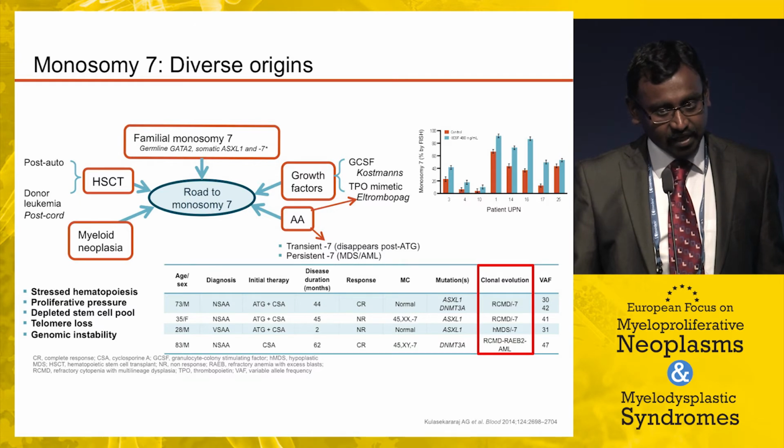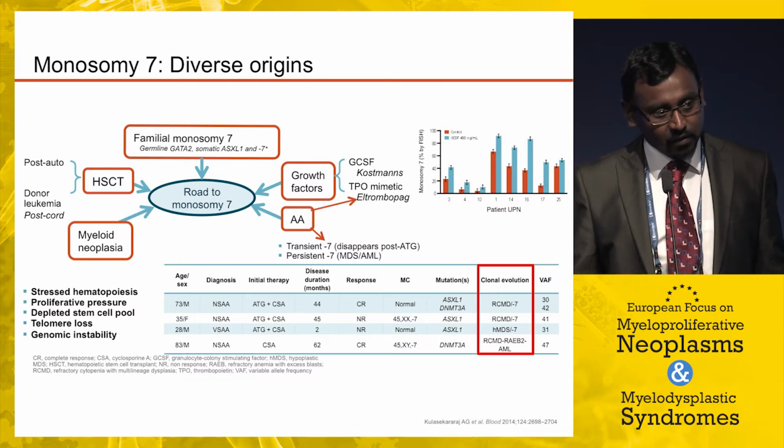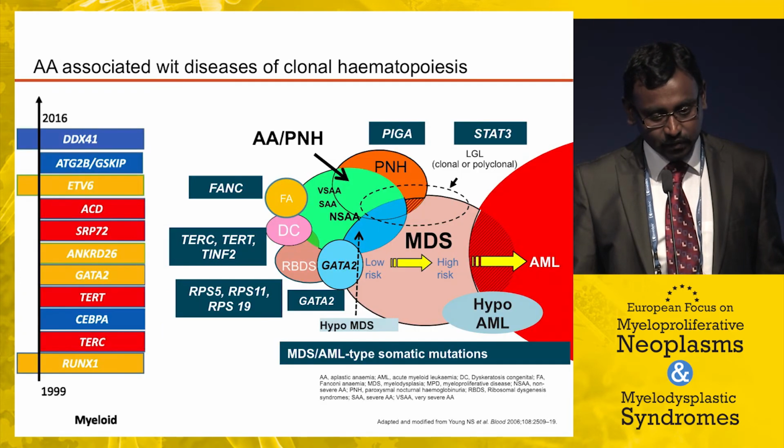And in aplastic anemia, it's quite different, because if you go to NIH, if you do have a monosomy 7 at the context of a presentation with aplastic anemia, they would not treat it along aplastic anemia lines. But we have seen a significant proportion of patients whose monosomy 7 goes, the patient loses the monosomy 7 clone after the ATG treatment. But if it is persistent, then it means progression to AML and MDS. And that could be due to various reasons. It could be due to the stress, proliferation, telomere loss, or to the genomic instability as well.